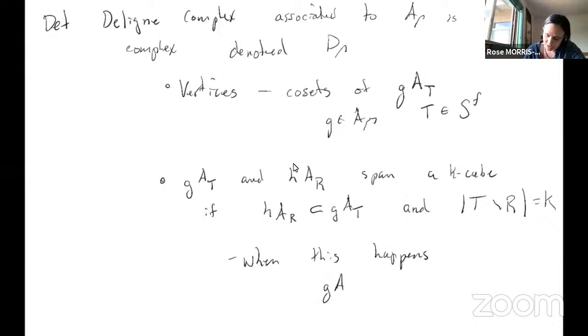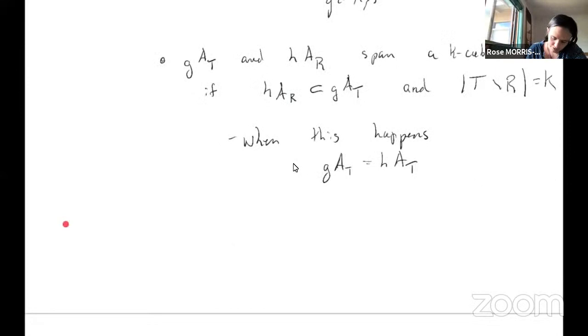This inclusion implies that this element H here is inside this coset, so I can use this H as my representative element for that coset as well. So let's do it. This is kind of complicated when you first see it, so I'm going to spend a bit of time drawing a big example.